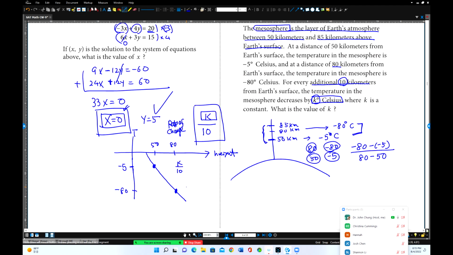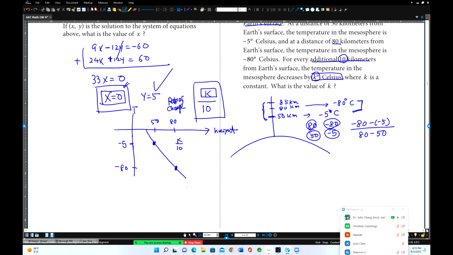That changes by K over 10. Now let's find this one. Decrease, so you have to be careful, okay? Decrease means this should be a negative number. I'm going to put the negative number. Decreased means negative, you have to be careful, not increased. So it's going to be a negative slope.